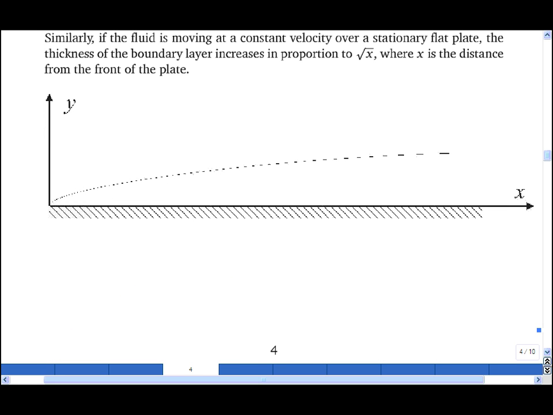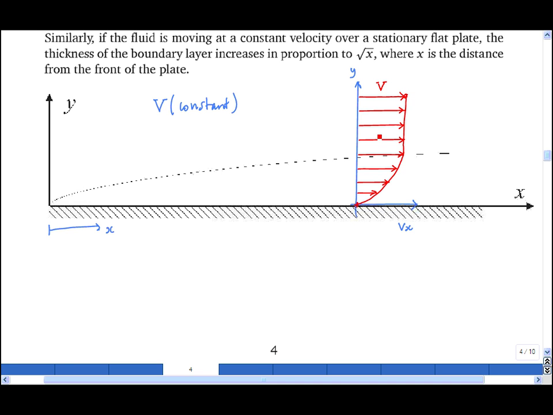And similarly, if the fluid is moving at constant velocity over a stationary flat plate, then the thickness of the boundary layer increases in proportion to the square root of x, where x is the distance from the front of the plate. So if the free stream speed is v, and that's constant, then the boundary layer has a velocity profile that has zero velocity at the plate and v in the free stream, and has this velocity profile, that is free stream velocity v all the way down to the edge of the boundary layer, and then a lower velocity inside the boundary layer, which has thickness delta. And delta, the boundary layer thickness, grows in proportion to the square root of x.